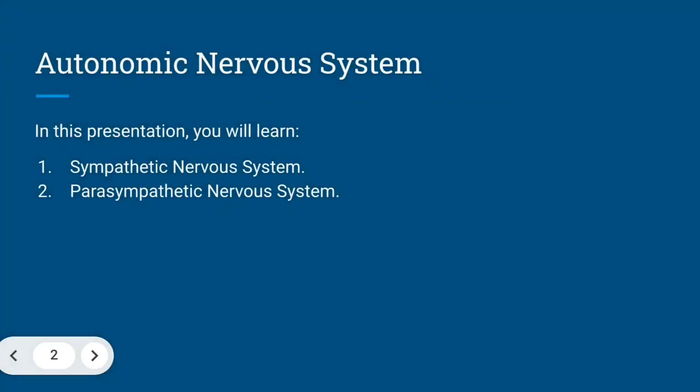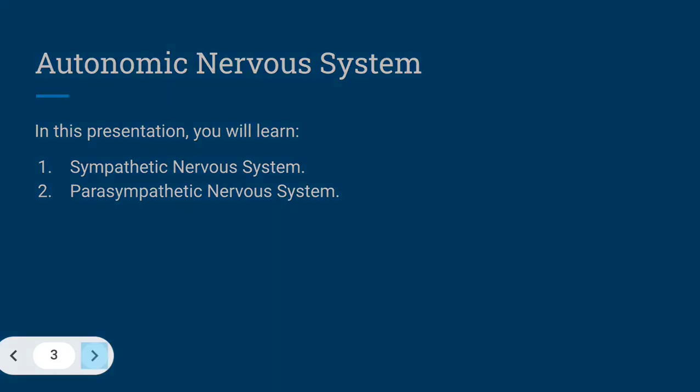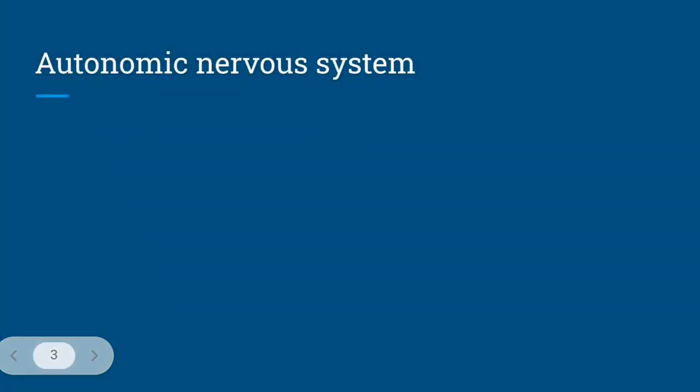So, autonomic nervous system. In this presentation, you will learn about the two major components of the autonomic nervous system. One is the sympathetic nervous system, the second one is the parasympathetic nervous system.